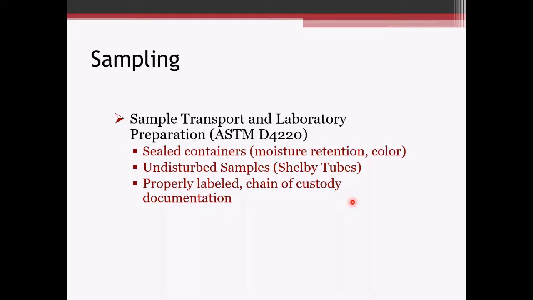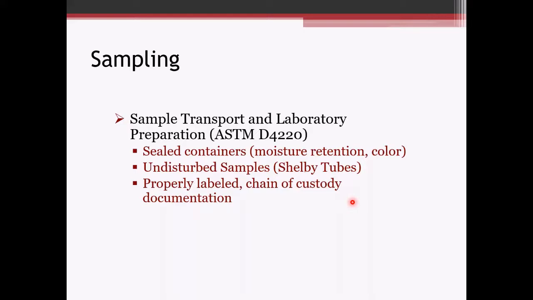It's important to make sure that the sample transport and laboratory prep procedures are followed. There is an ASTM for that. It's ASTM D4220. And I want to make sure the samples are sealed to prevent moisture loss, as well as color retention. Soil can change colors as it's being oxidized by air.